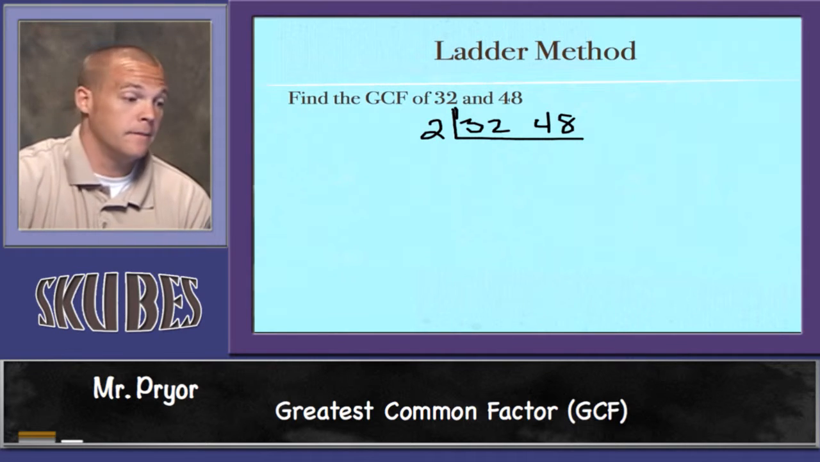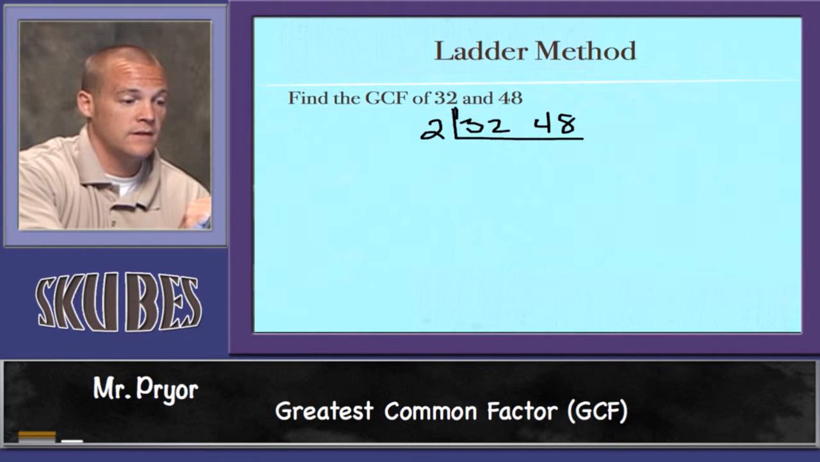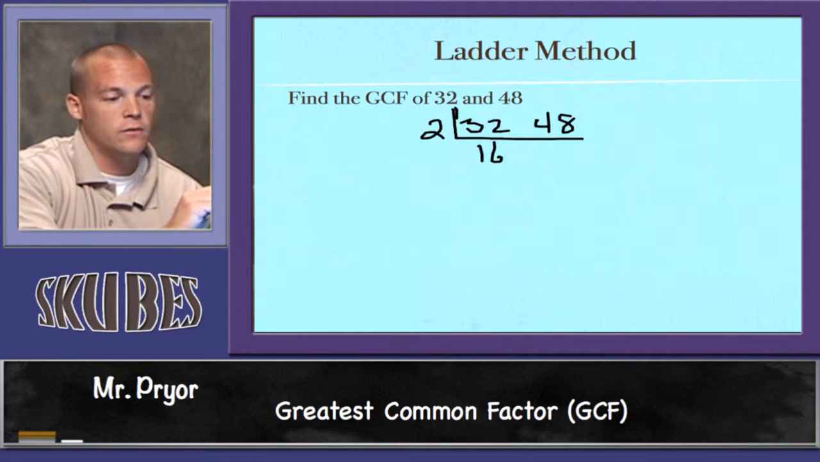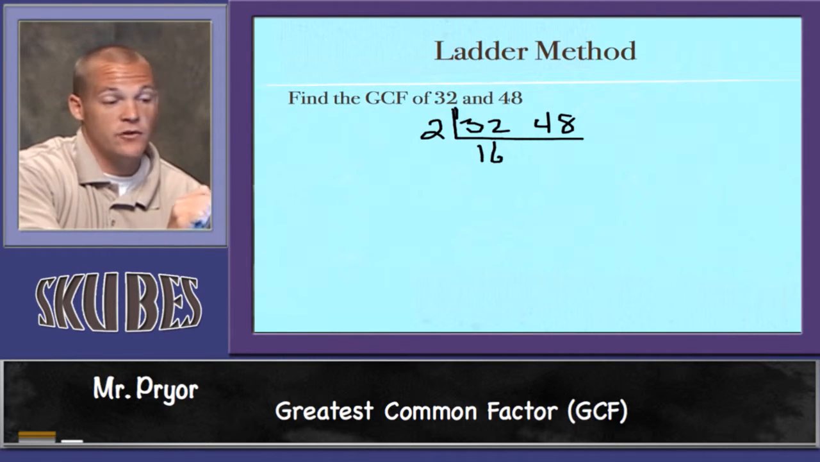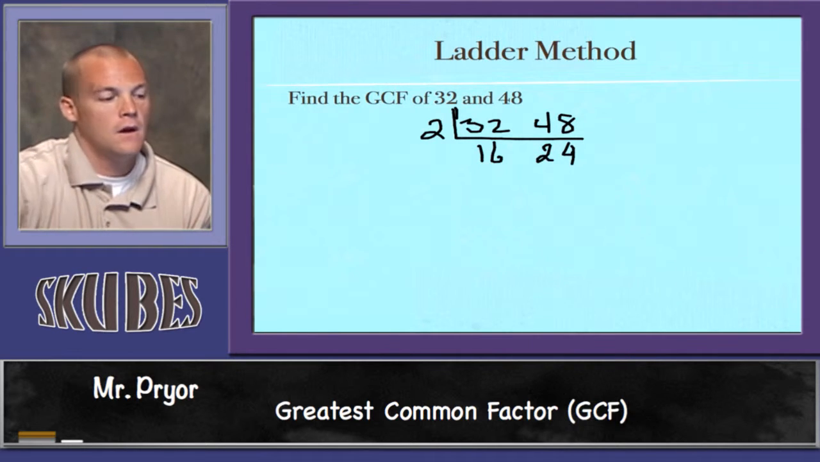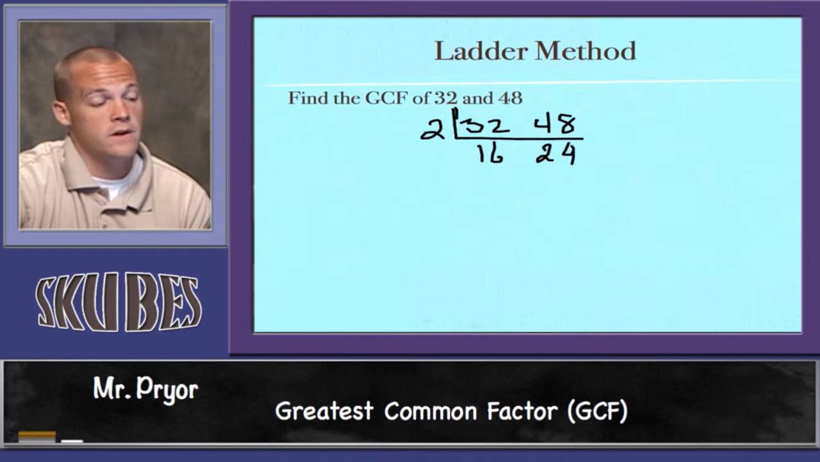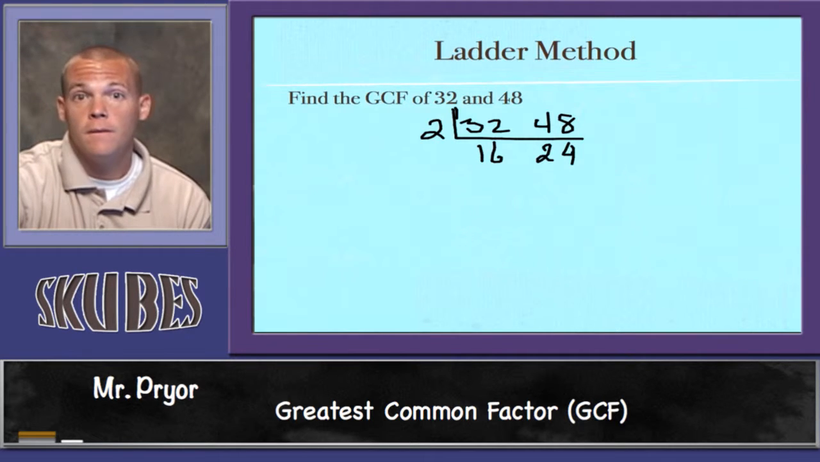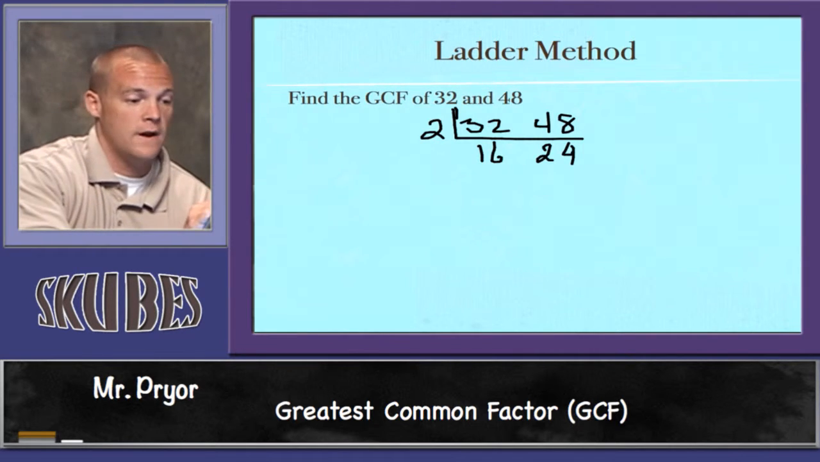And now I want you to divide them. So 2 goes into 32, 16 times. 2 goes into 48, 24 times. If you're not sure, again, divide it out. All right, now we're going to do the same thing. What number goes into both 16 and 24? Again, we can use 2. Why not? If you can think of another one, that's fine.